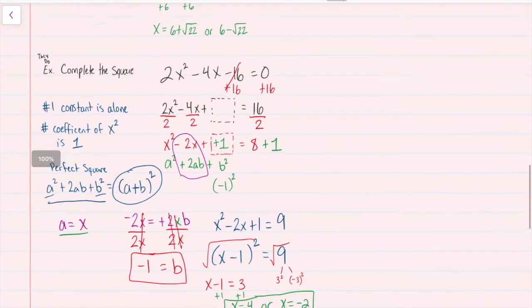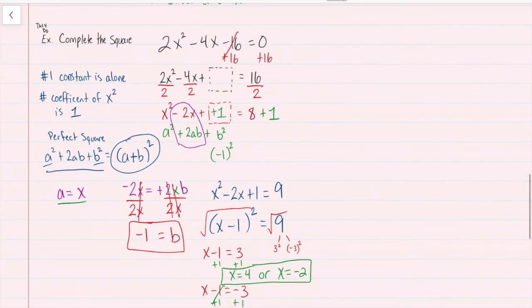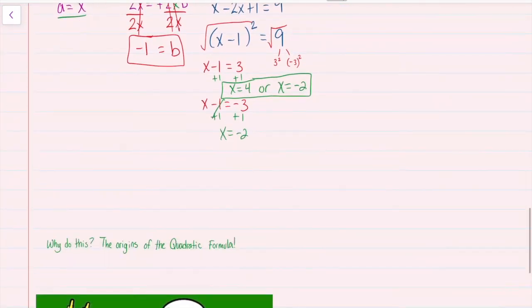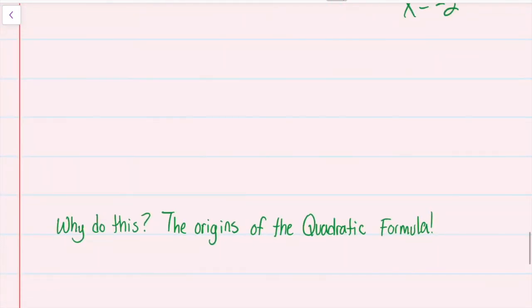Now, I know that was a pretty long problem. And why do we need to learn this long procedure? Because, guys, this is the basis. This is the origin of the quadratic formula, a very important formula in the mathematical community. So that's it for today. This is how you complete the square with a simple problem.